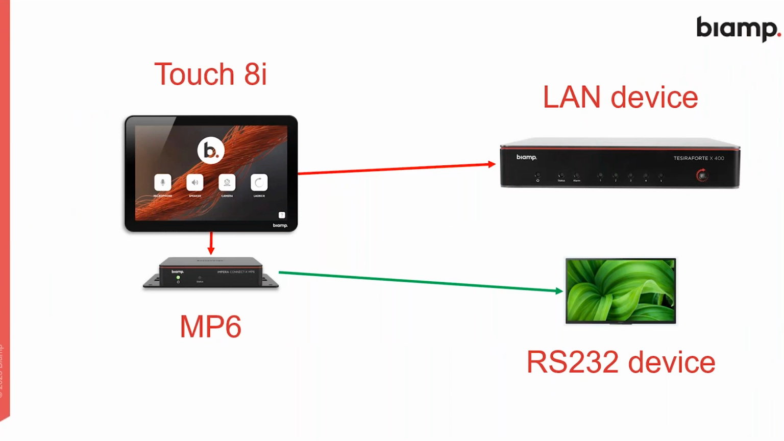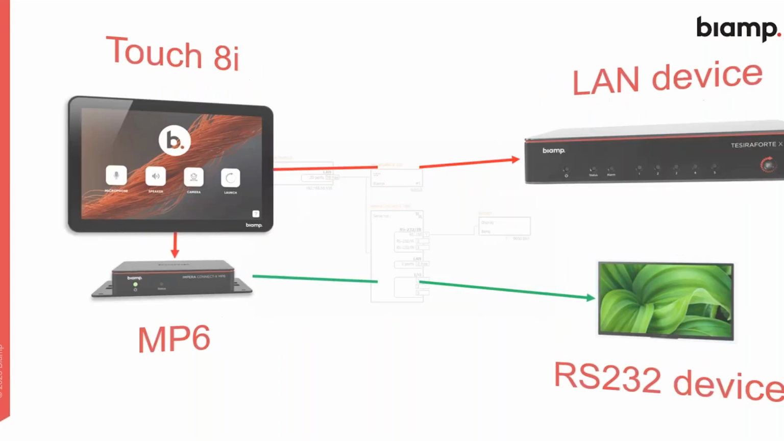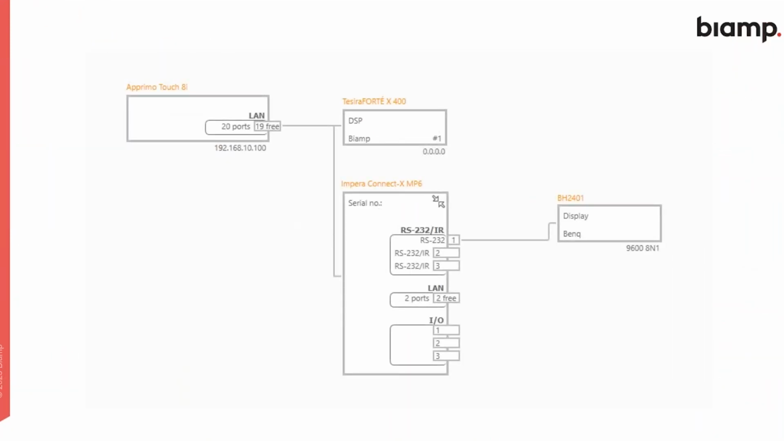in Project Designer. Here I've added the MP6 so that I can add an RS-232 device to a simple Touch 8i. So that's really cost effective. You get a processor and a touch panel built in one on the Touch 8i, controlling the LAN device directly, but controlling the RS-232 device via the MP6 as an add-on. And this is how that appears in Project Designer. So you can see we've got the Touch 8i controlling a Forte X and an MP6, which is then controlling the display with RS-232.